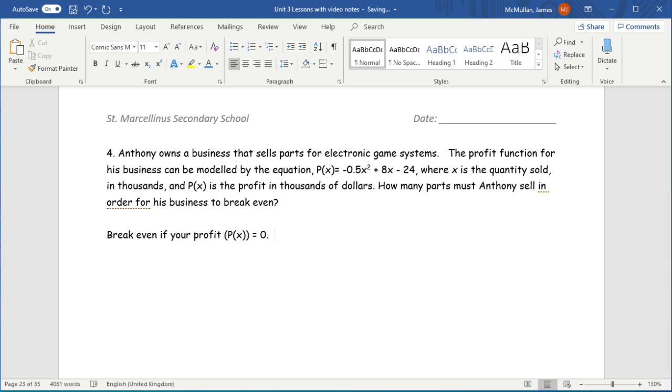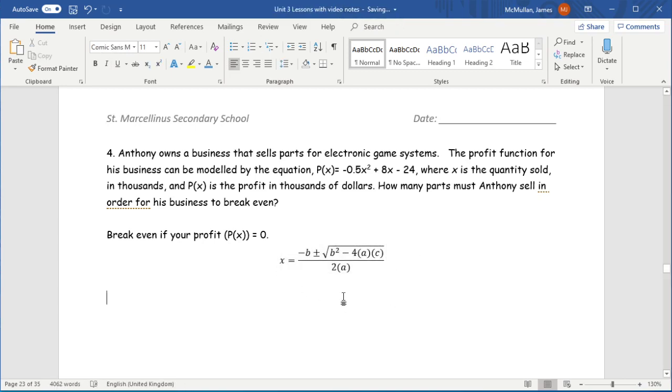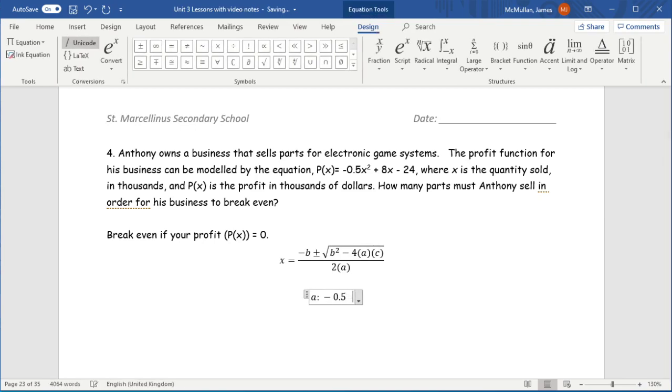Now, there are going to be two ways that you can break even. You can break even if you sell just enough, or if you charge just enough. Remember what the shape of the profit graph is. Upside down parabola, right? So if the company can break even, it's likely that there will be two ways to break even, right? So let's go ahead and try this one. Let's write our quadratic formula again. Negative b plus or minus the square root of b squared minus 4ac over 2a. Okay, so there's our quadratic equation. In our case, a is negative 0.5, b is positive 8, c is negative 24.